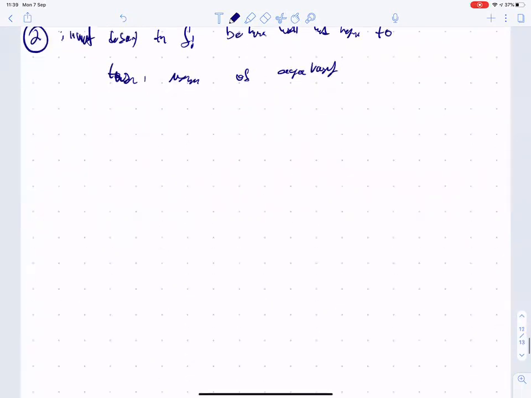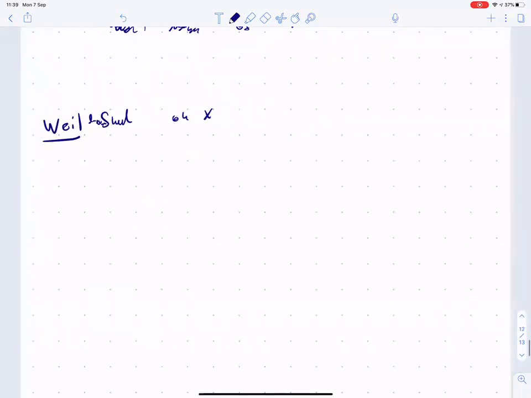So, okay. So what do I need to do? So I'm going to give a definition. It's going to appear later again, but a Weil ℓ-adic sheaf on X is the following thing.